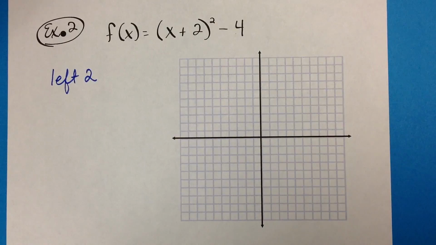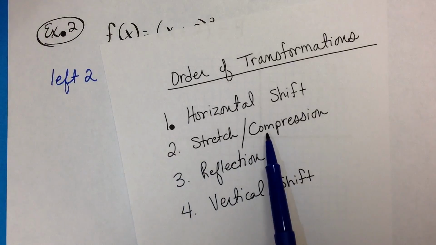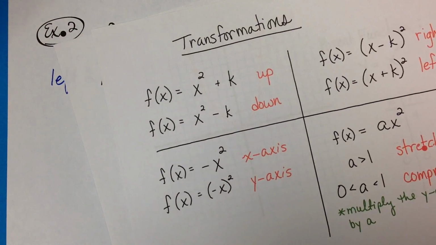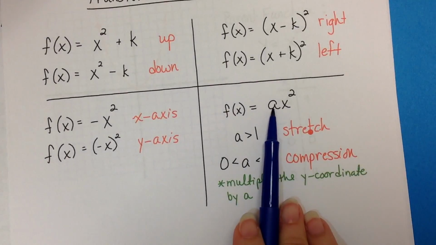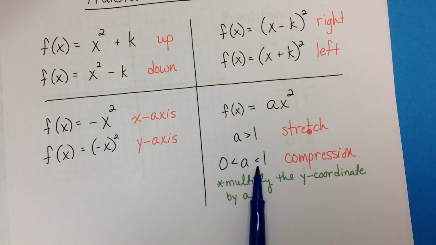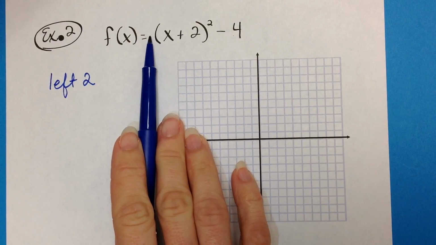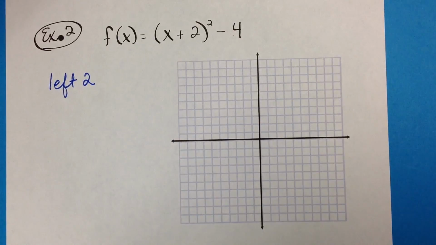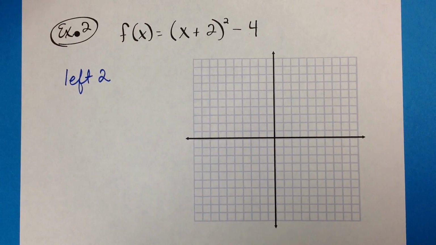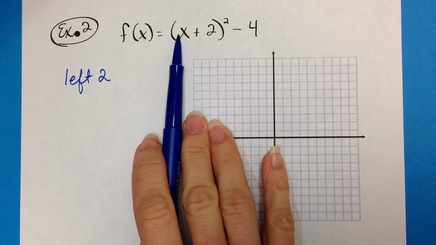Okay, next you're supposed to look for a stretch or a compression. So that's number 2 on my list. But for a stretch or a compression, remember, you would have to have a number multiplied in front that's either bigger than 1 or between 0 and 1. And you don't have that. I mean, I do have a number multiplied in front, it's just an understood 1. But when it comes to a stretch or a compression, the times 1 doesn't change anything. Alright, next on the list was reflection. That would require a negative out front or a negative inside. You don't have either one of those.